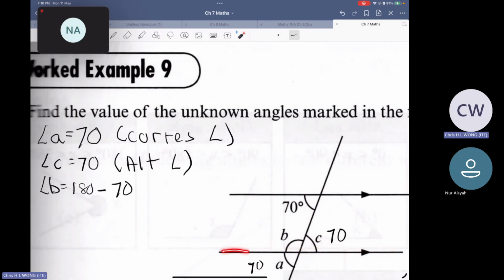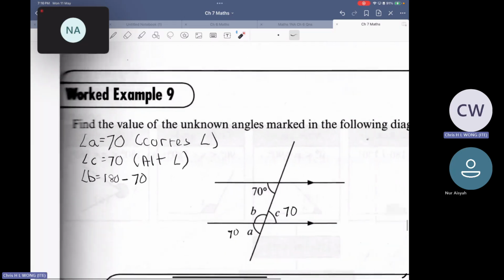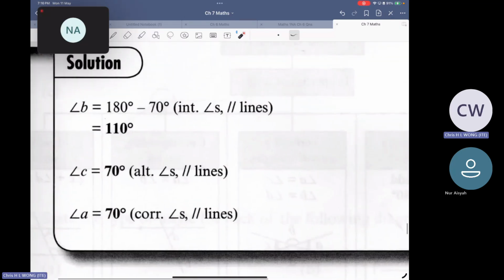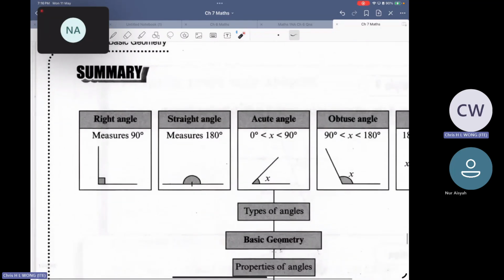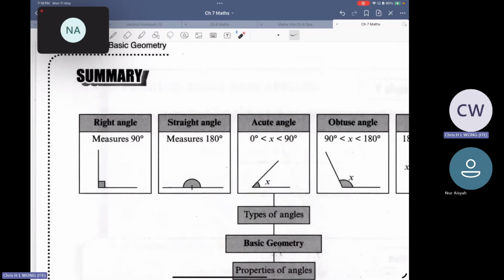So either you use the straight line here, or you use the straight line here. Either one is supplementary. So I give you one angle, you can find three from all the angle rules that you learned. Move on. Angles finished. All good. That's all you need to learn about angles. Just use those that you learned and apply them.